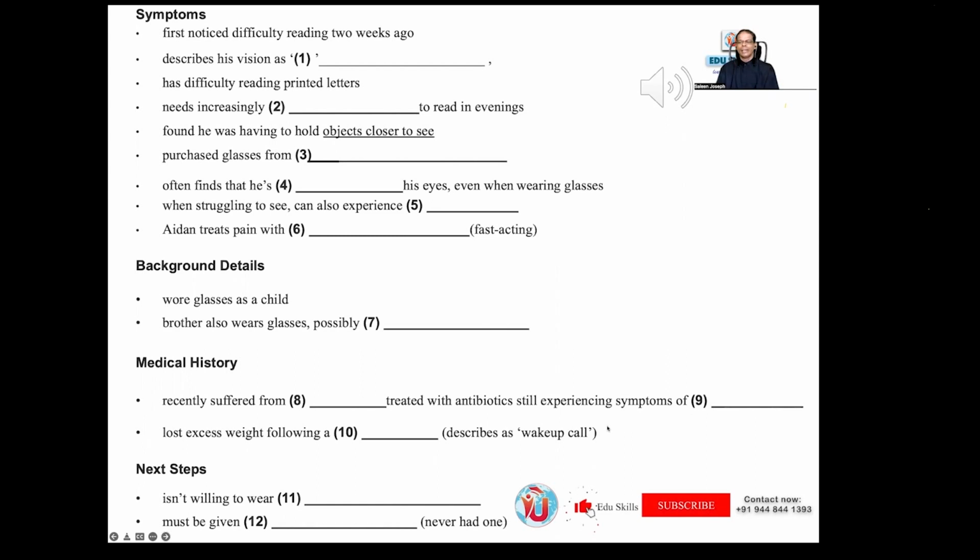See, that's how you read, you scan the questions. Lost excess weight following a dash, following some difficulty, some disease or some issue, right? You don't lose weight unnecessarily without any reason. So there is some reason for loss of weight. And next steps means what is the next management? Isn't willing to wear dash. Is not willing to wear either specs or contact lenses.